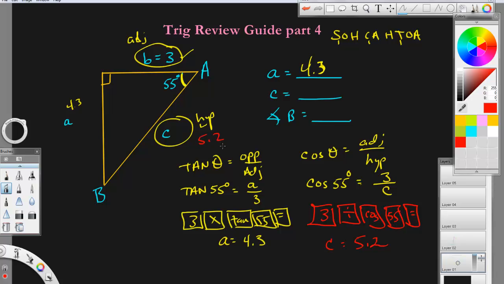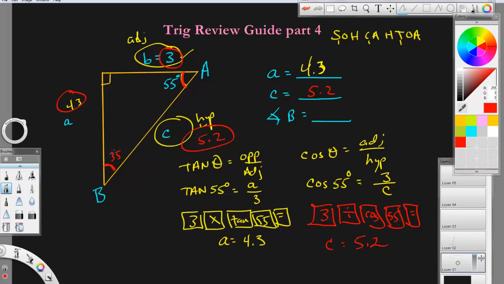So let's look at how all this plays out here. If this is 5.2 and this is 4.3 and this is 3, and this is a 55 degree angle, up here we'll call this 5.2. What would angle B be? It has to be 35, right? Because 35 and 55 add up to 90.